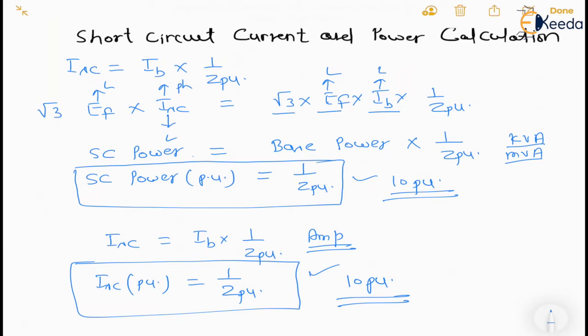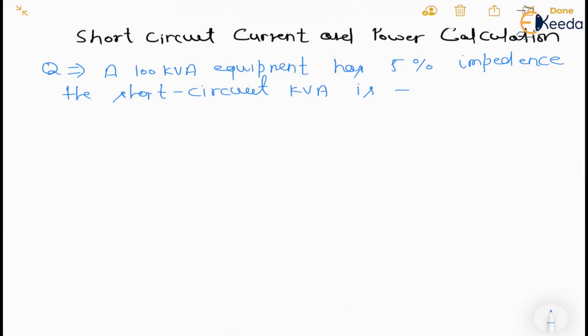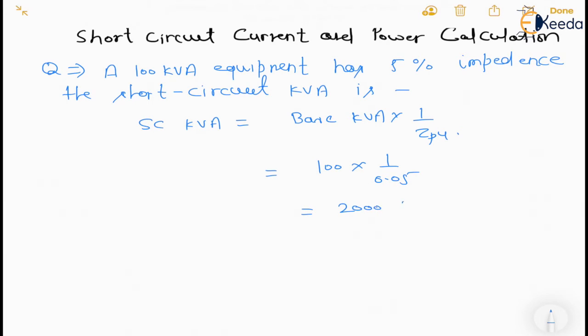Now we are going to design one breaking capacity of circuit breaker, as we have discussed in the introduction part. So here is the given question: a 100 kVA equipment has 5% impedance. The short circuit kVA will be? We know the formula is base MVA or base kVA into 1 upon ZPU. ZPU has been given as 0.05, 5% means 0.05. So base kVA is 100 into 1 upon 0.05, and this will become 2000 kVA. So short circuit kVA is 2000 kVA.